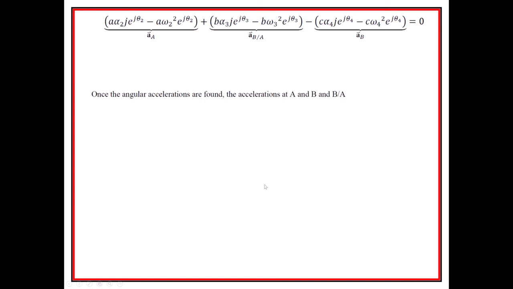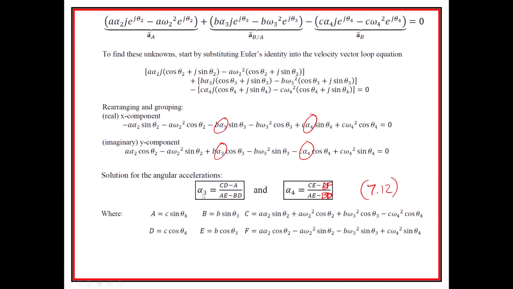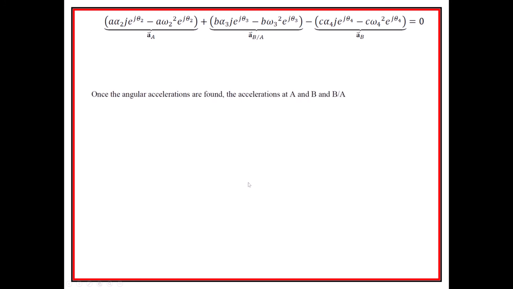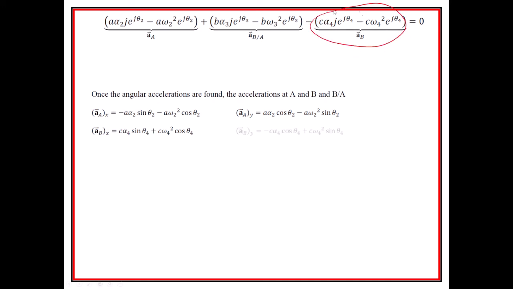And once alpha 3 is found and alpha 4 is found, then we could go back and we could find what the accelerations at the different points are going to be. Where that's the acceleration at A. Now, actually, we could have found the acceleration of A in the X and the Y direction right from the very beginning, because usually that's an input. So you'll see we didn't need those. And we could find the acceleration of B from this right here. So it's up here is the acceleration of B, and we could find these two parts right here.